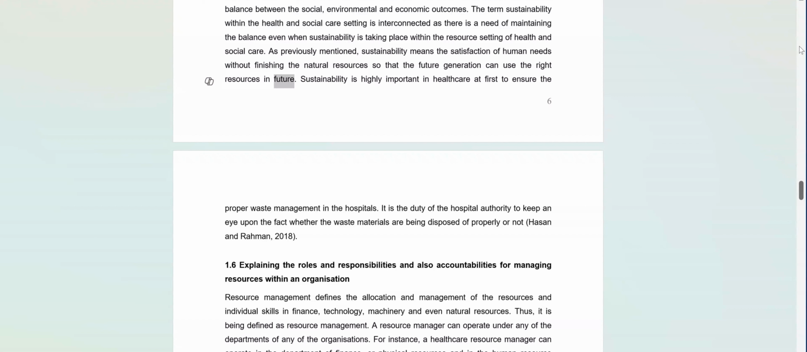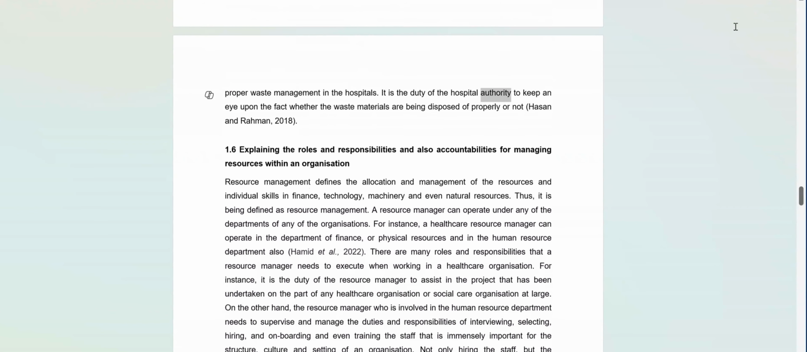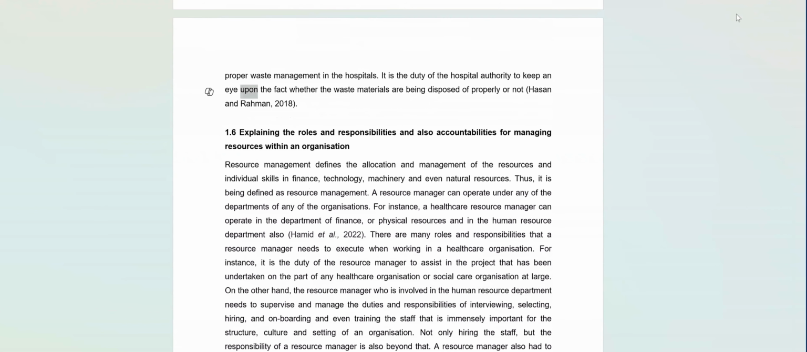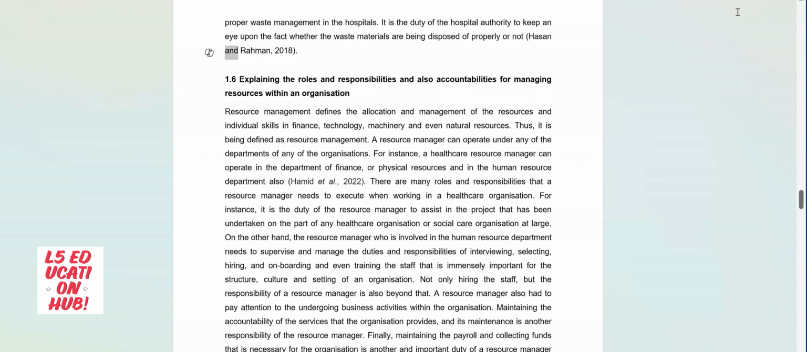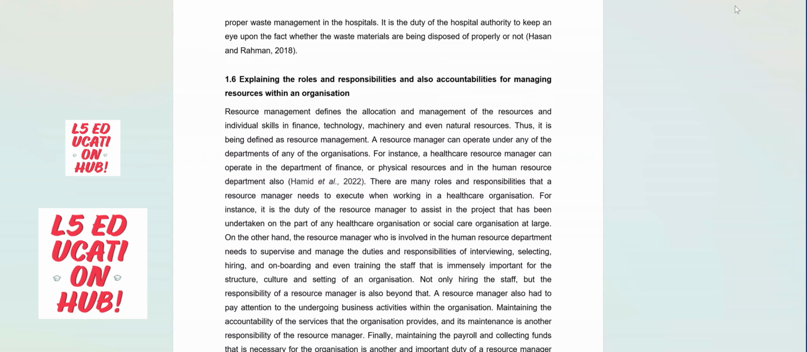Sustainability is highly important in healthcare first to ensure proper waste management in hospitals. It is the duty of the hospital authority to keep an eye on whether the waste materials are being disposed of properly or not. Hassan and Rahman, 2018.